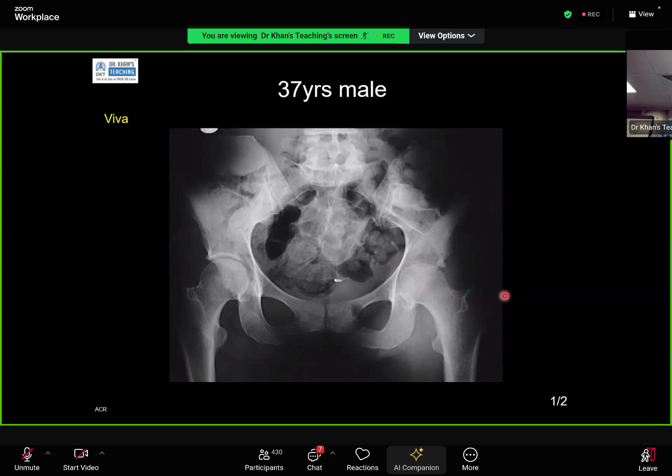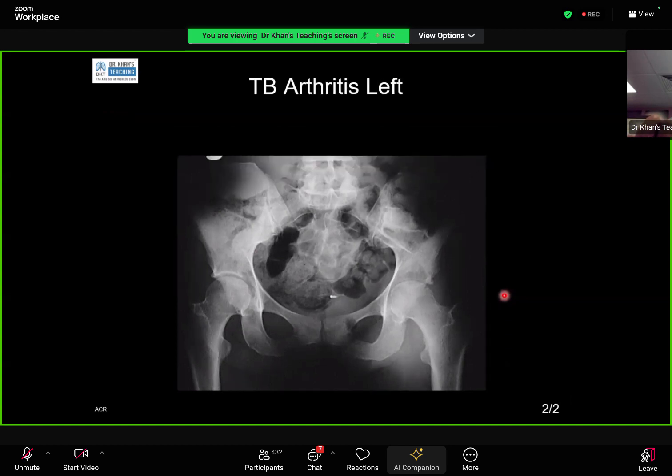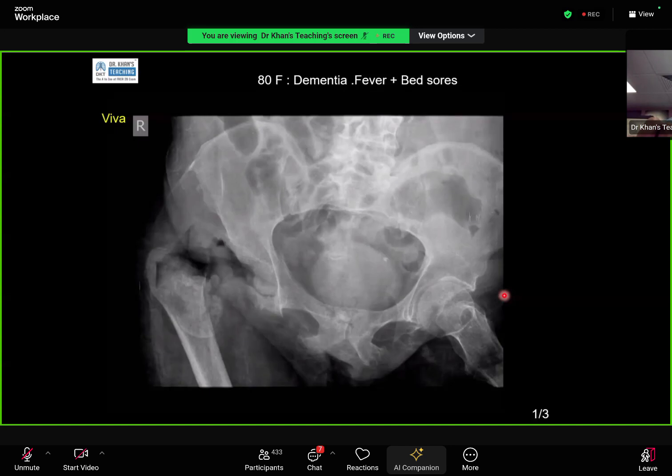So this is acute osteomyelitis, septic arthritis, should I say. And this ultimately proved to be TB, but nobody is asking you, or nobody can diagnose that this is TB. Just say that this is infection, septic arthritis. Next case.